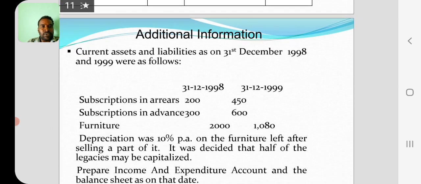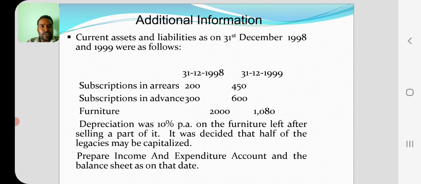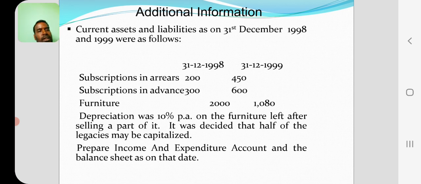Okay, for this problem some additional information is there, you have to consider this additional information too. Current assets and liabilities on 31st December as follows. Subscriptions in arrears 1998 200, 1999 450. Subscription in advance 300, 600. Furniture 2000, 1080. Depreciation was 10,000 per annum on the furniture left after selling a part of it.